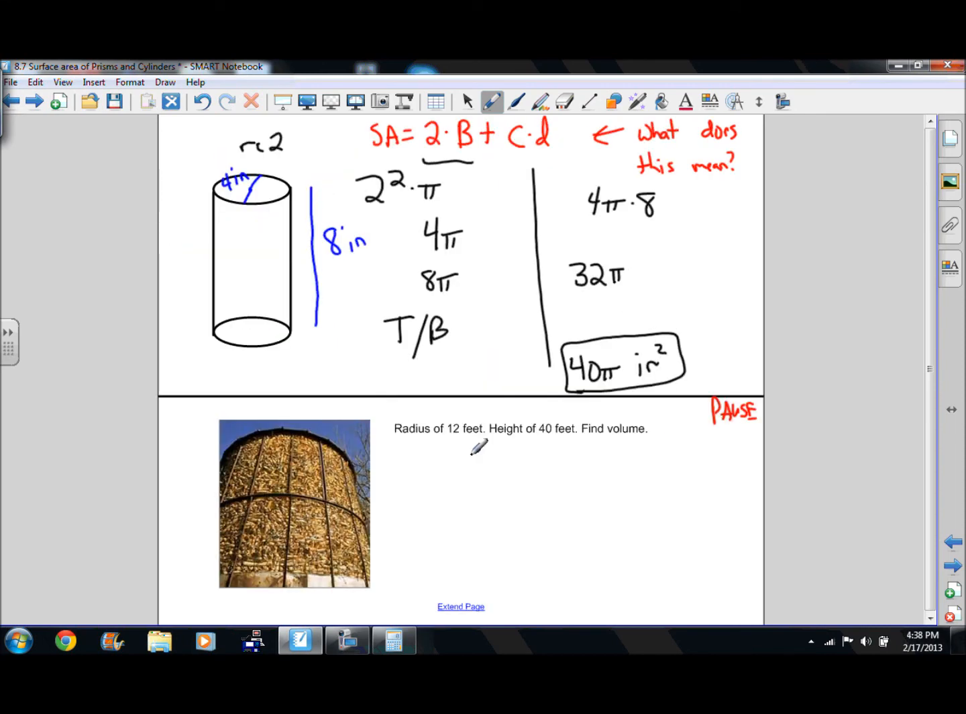I want you to try this one on your own. Okay, the radius of that top part is 12, and it's got a total height of 40. Find the surface area.